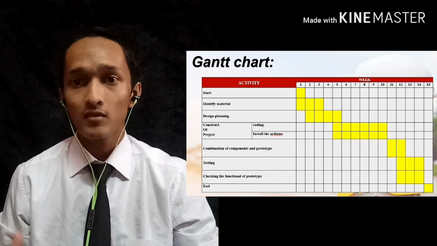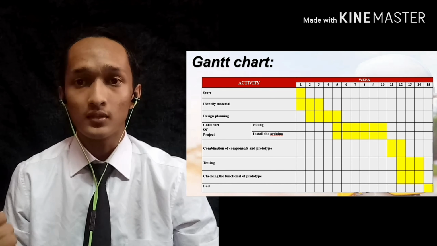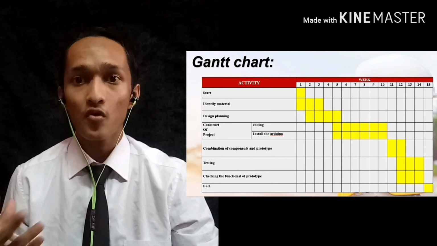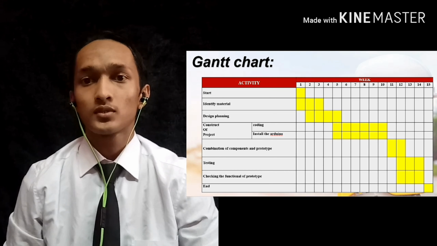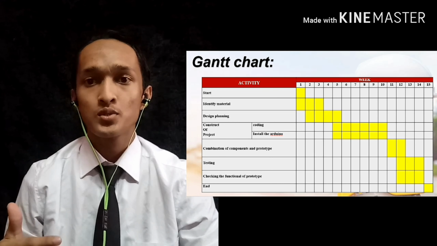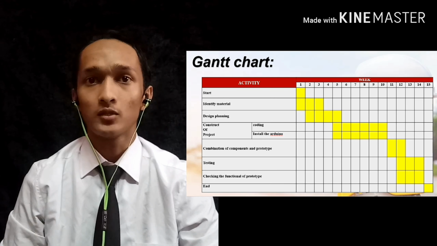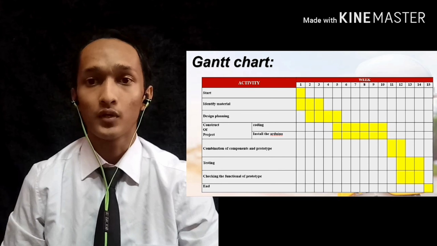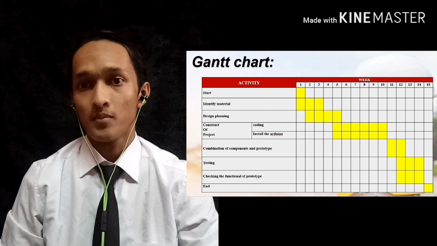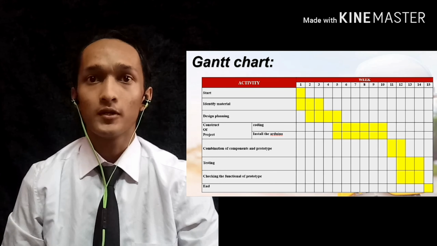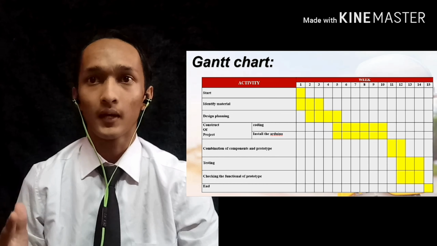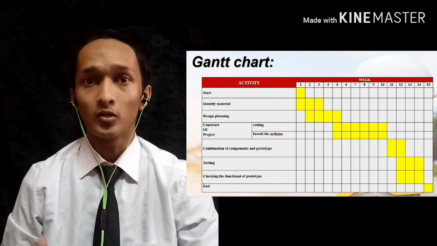And the third activity is design planning. The design planning will take about 4 weeks. Next, construct of project. There are two activities in construct of project, which are coding and install the Arduino. The time will be about 6 weeks. And next, combination of components and prototype. It will take about 2 weeks.